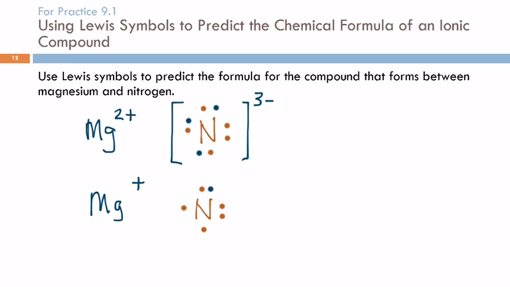Okay, so now we've got a 2 plus charge on the magnesium, and we've got nitrogen with a minus 1 charge. We've got 2 happy magnesium ions, 1 happy nitrogen ion, and 1 unhappy nitrogen ion. We need another magnesium. So I'll write him over here, and he's got 2 valence electrons, and the nitrogen's like, oh, I'm so glad to see you.